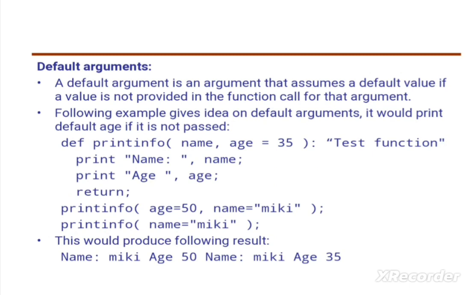Then default arguments. A default argument is an argument that assumes a default value if a value is not provided in the function call for that argument. The following example gives an idea of default arguments. It would print the default age if it is not passed. So this is a simple example. This program will produce the result Mickey age 50, and Mickey age 35 also.